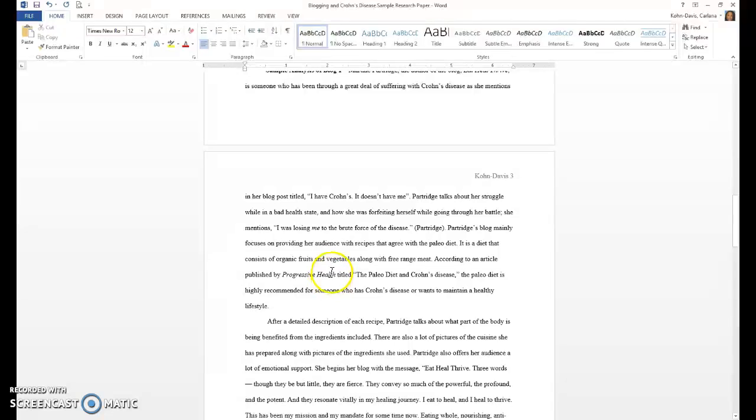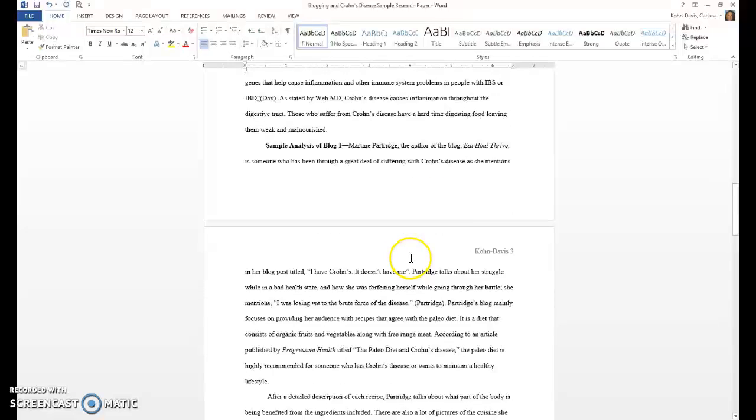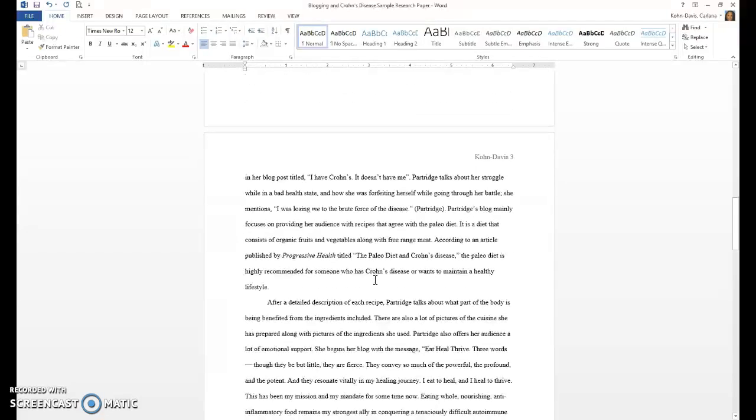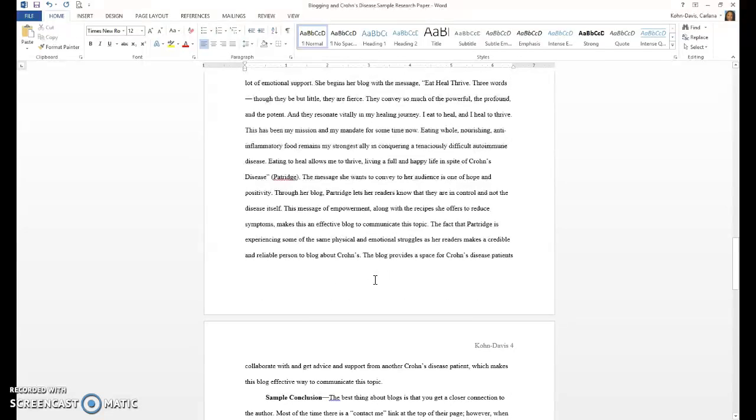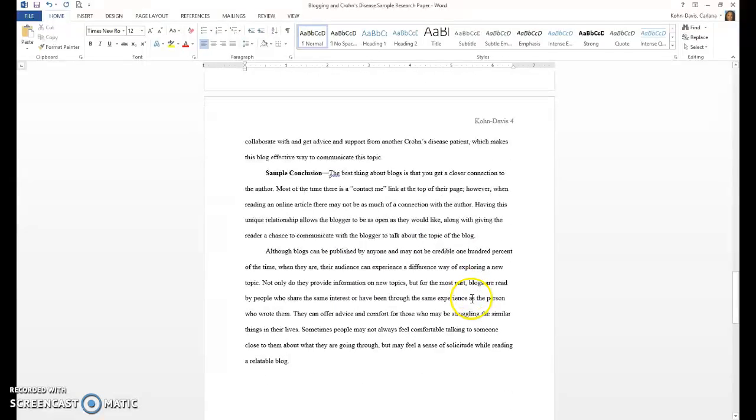I actually reference another source that I am going to use in this section of my essay. So it's not just about the blog itself, but I could also pull in another source to support why I believe this blog is an effective one. Okay? And then at the end, I do just that. I explain why I believe this blog is an effective way to communicate this particular topic. And then here's my conclusion. Okay? I would probably add a little more to my conclusion, but this is my conclusion for now.